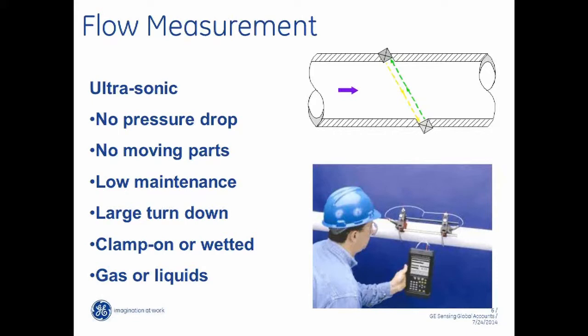Our detectable range is actually down to 0.1 feet per second, though. The accuracy starts to fall off a little bit, but we do read well below 1 foot per second. Again, we can do clamp-on or wetted systems, and we can do gases or liquids.